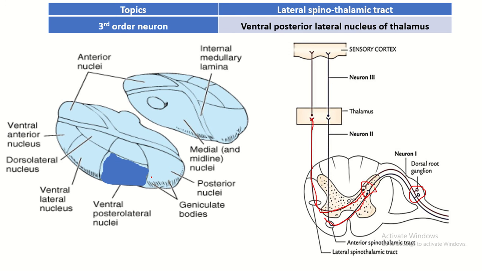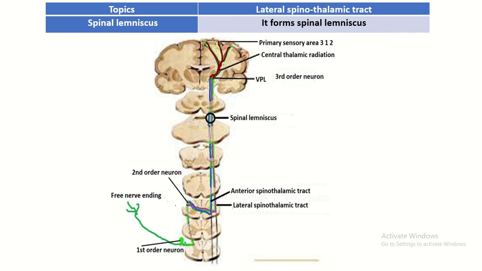You know what nuclei are? Nuclei means collection of nerve cell bodies of neurons. So these are the ventral posterolateral nuclei, and here the axons of the second order neuron synapse. So this is the third order neuron, and this is the axon of the second order neuron. Here synapse occurs, and axons of the third order neuron are projected to the sensory cortex.